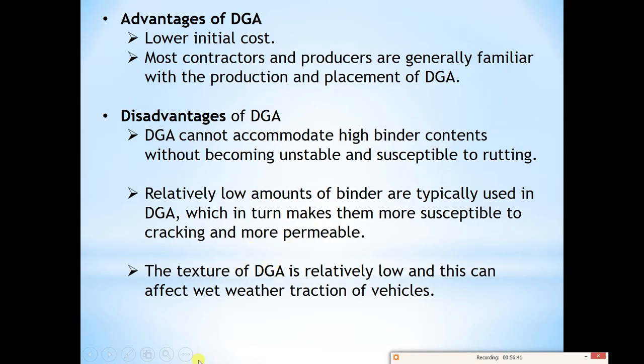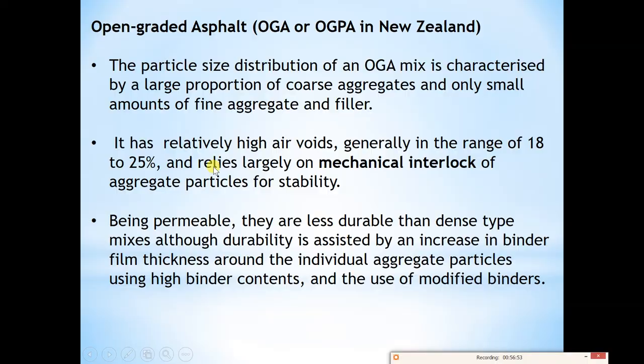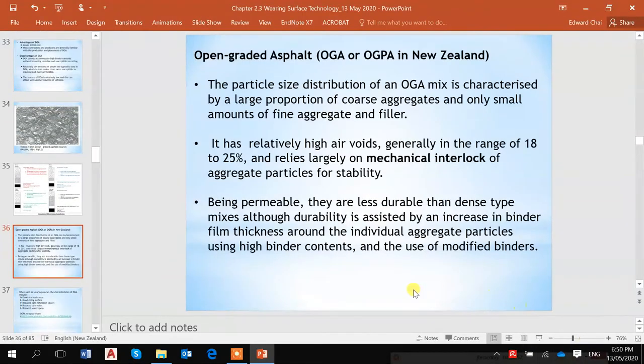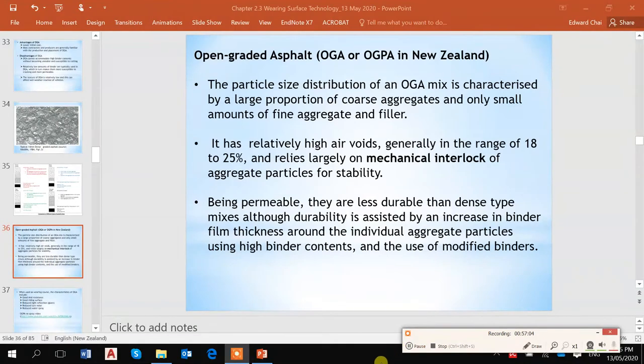Yeah, so those are the advantages and the disadvantages of the dense graded asphalt. Okay, the next one we're going to look at is the open graded asphalt. It's called OGA or OGPA in New Zealand.